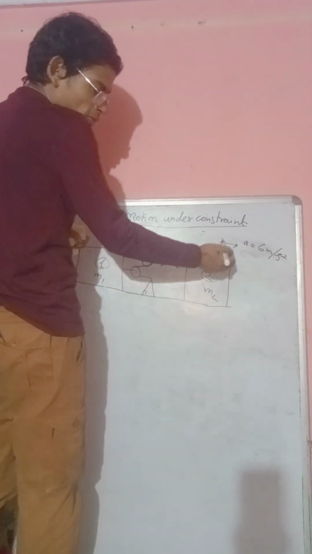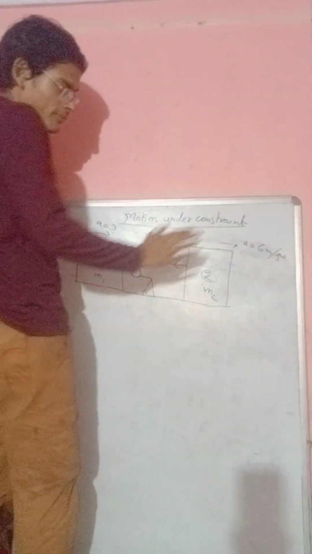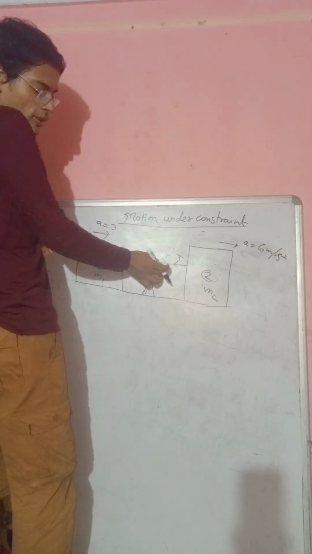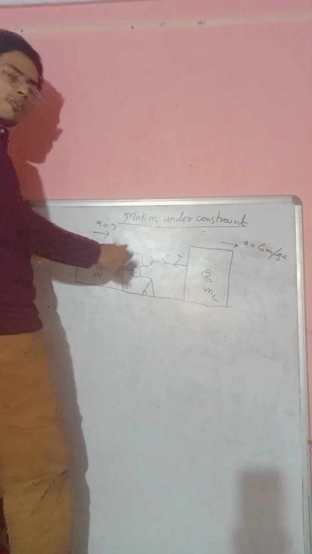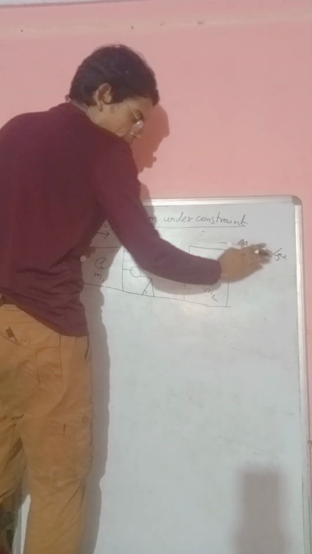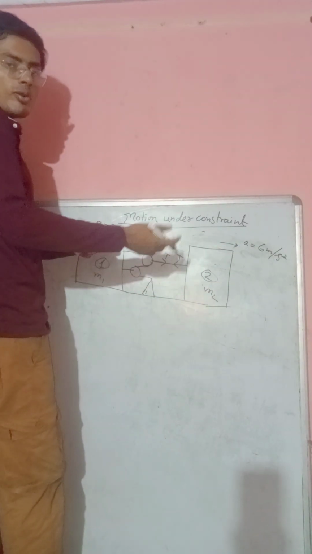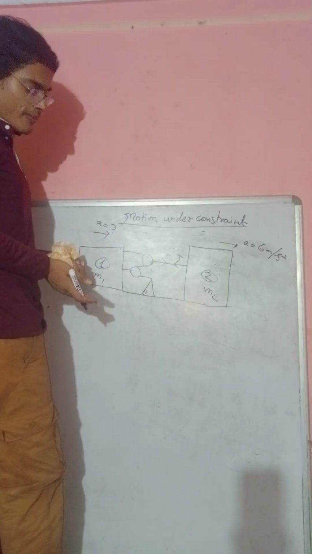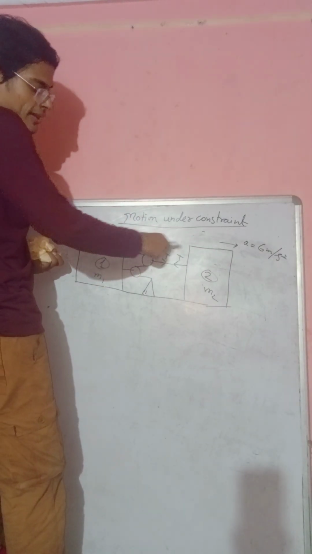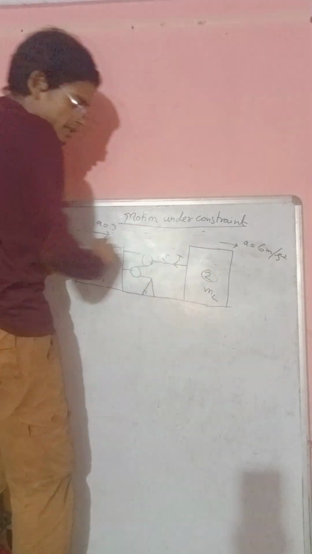This block is moving in this direction with an acceleration of 6 meter per second square. As a result, since this is tied with a string, the tension force will be applied on the string also. So movement is this one, tension force will act on this one. Again, Newton's action-reaction pair: if the tension force acts in this direction, then exactly the equal amount of T will be applied in this direction.